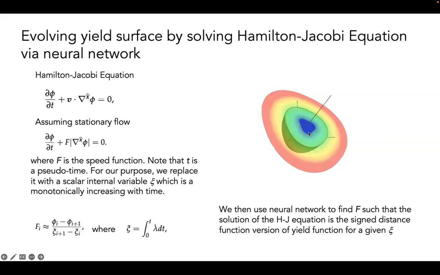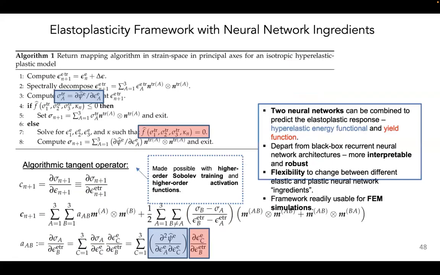You start with one yield surface, and then you end up with another shape. In this example, it's not easy to write an equation by hand. At least I don't know how to do it. But if you're actually using a level set, you just need to use machine learning to find out what the speed function is after you obtain the initial yield surface.